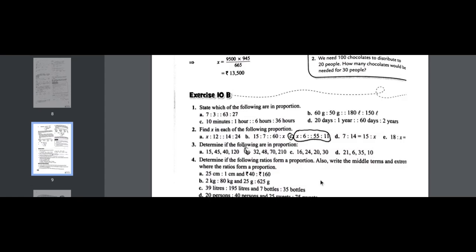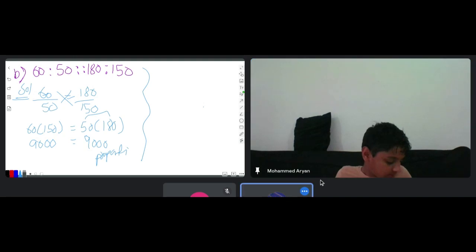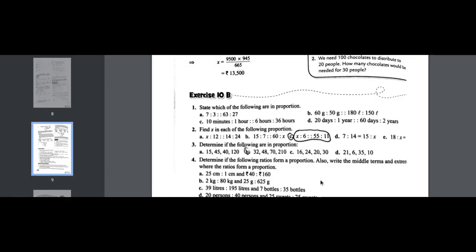Okay. So here it is 10 minutes, 1 hour, 6 hour and 36 hour. So again, the cross multiplication, maybe you get it or maybe you won't. Try to do it right now. 36 hours to minutes. You don't have to convert anything. Just use the data that is given. Now 10 ratio 36, 10 ratio 1, double ratio 6, ratio 36.